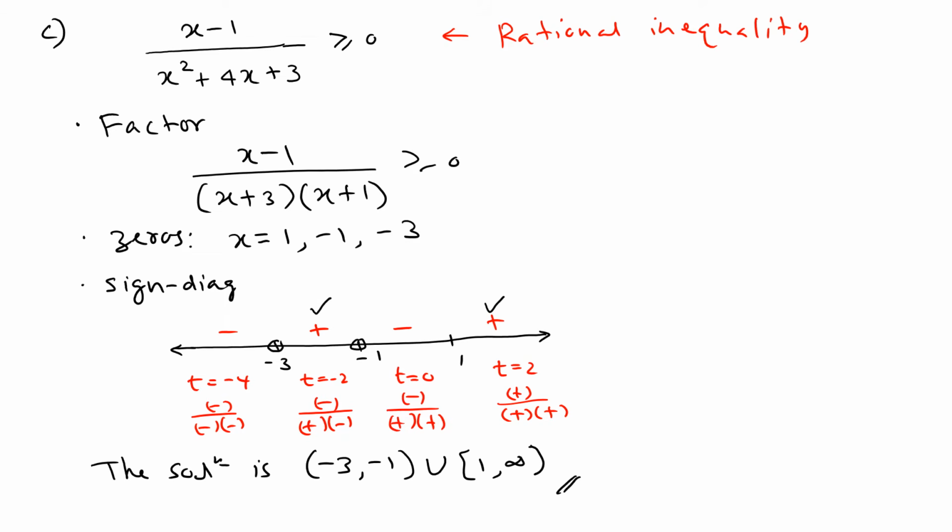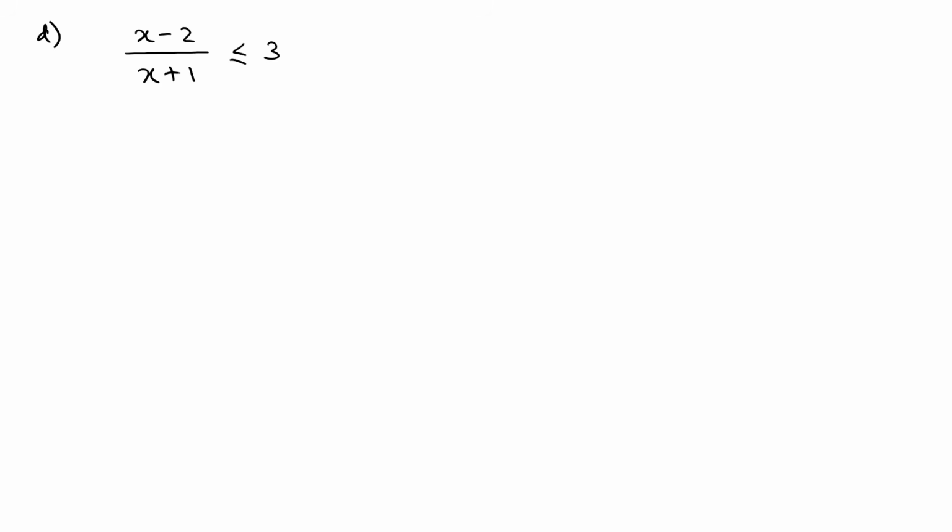So let's go to the next one. As the next problem, we have x minus 2 divided by x plus 1 less than or equal to 3. You can see that in this problem you have numbers on both sides. When you see numbers on both sides, what you want to do is bring the numbers to only one side. So we're going to bring everything to the left side. We can write this as x minus 2 over x plus 1 minus 3 less than or equal to 0.